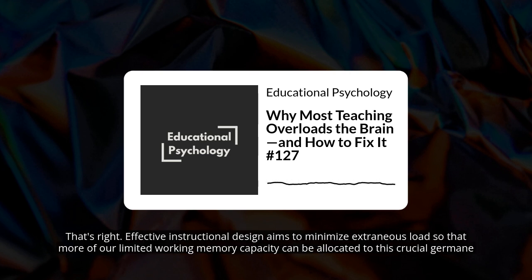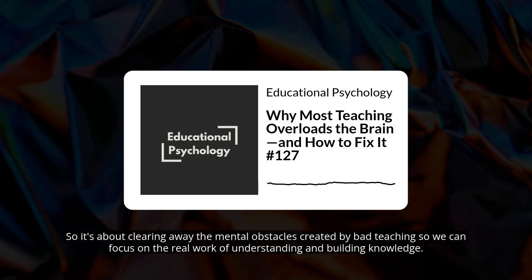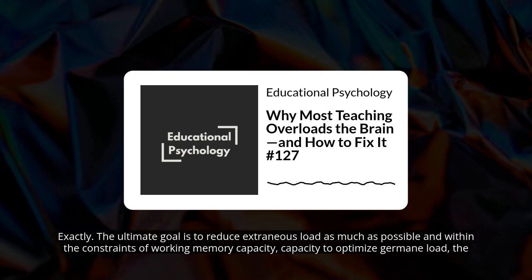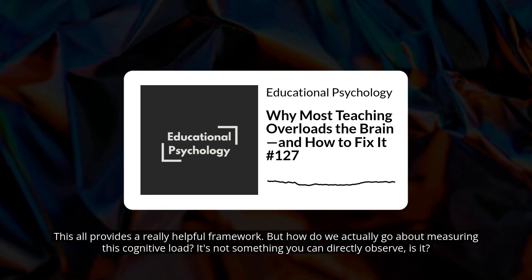That's right. Effective instructional design aims to minimize extraneous load so that more of our limited working memory capacity can be allocated to this crucial germane load, the active construction of those useful knowledge structures. So it's about clearing away the mental obstacles created by bad teaching so we can focus on the real work of understanding and building knowledge. Exactly. The ultimate goal is to reduce extraneous load as much as possible and, within the constraints of working memory capacity, to optimize germane load, the mental effort that leads to lasting learning, the development of robust schemas, and ultimately the acquisition of expertise. This all provides a really helpful framework.